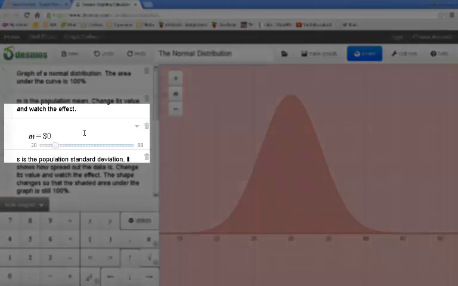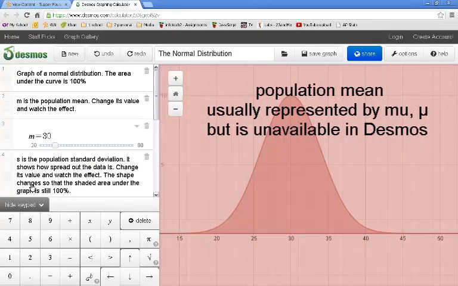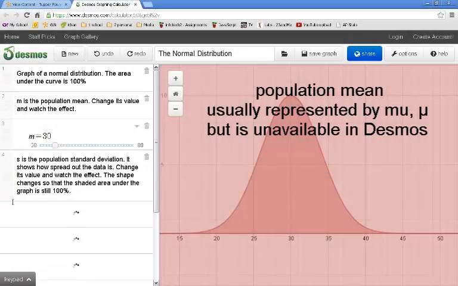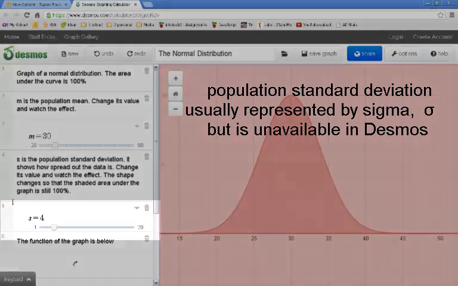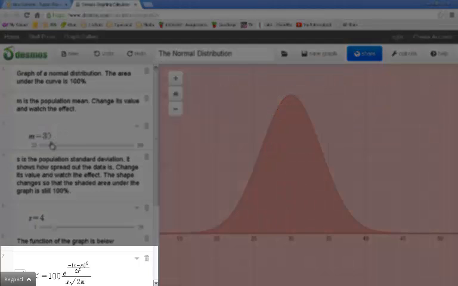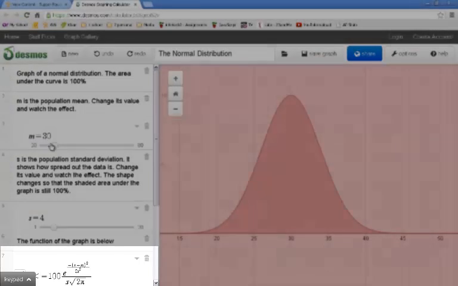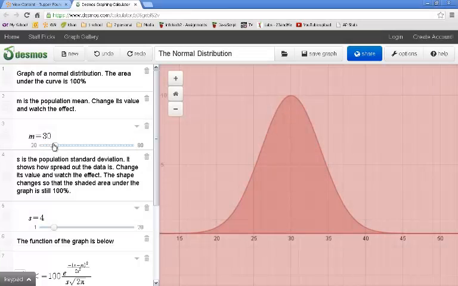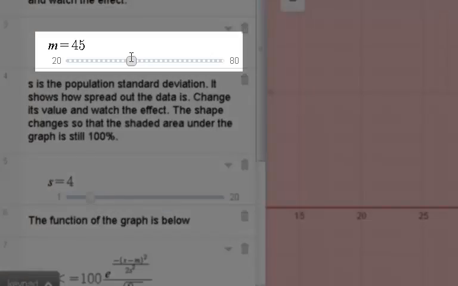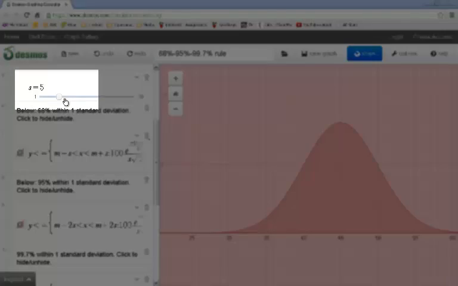This slider controls the average or the mean. Click here to hide the keypad. This slider, S, will control the standard deviation. The scary equation down here is actually the equation for the curve. I'm going to drag the slider so that the average is at 45 and the standard deviation is 5.